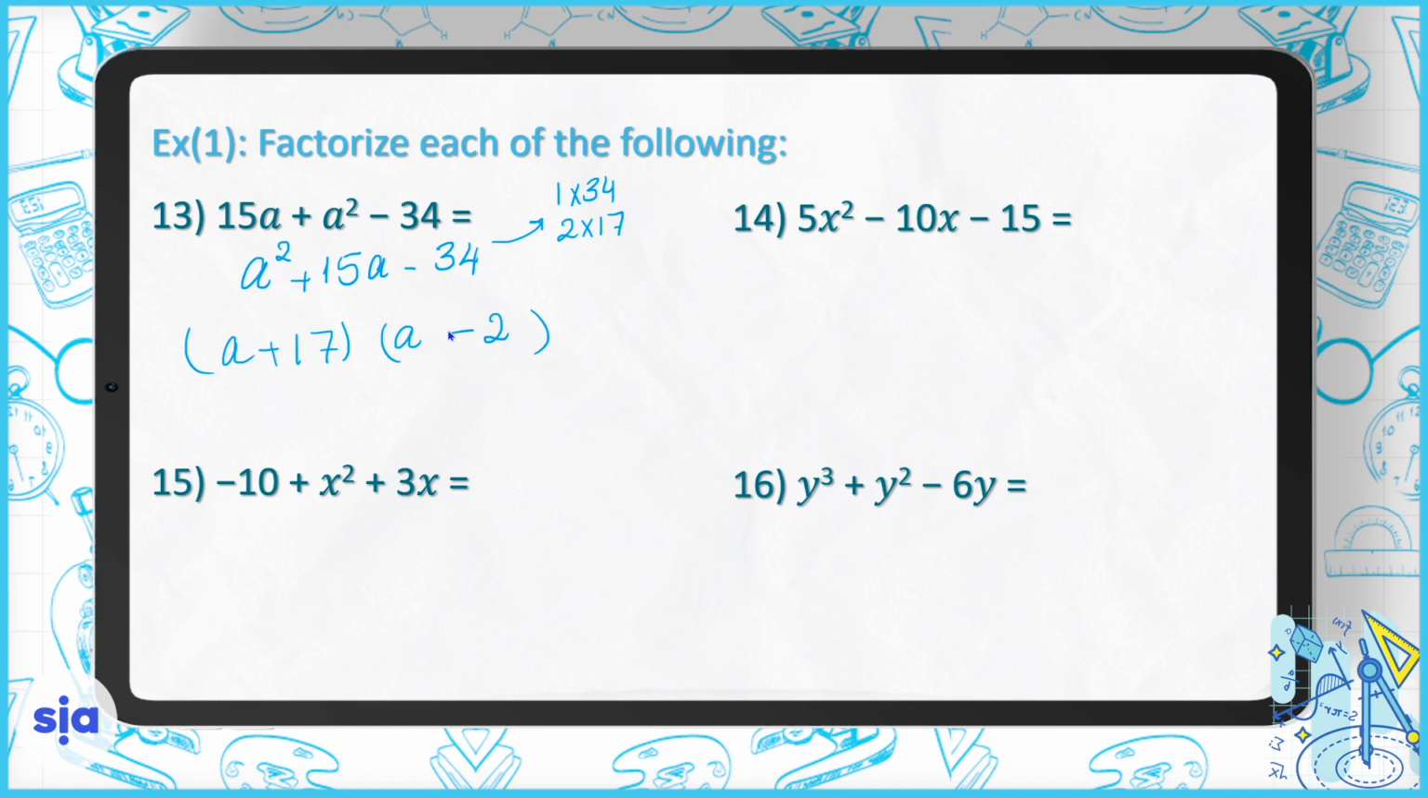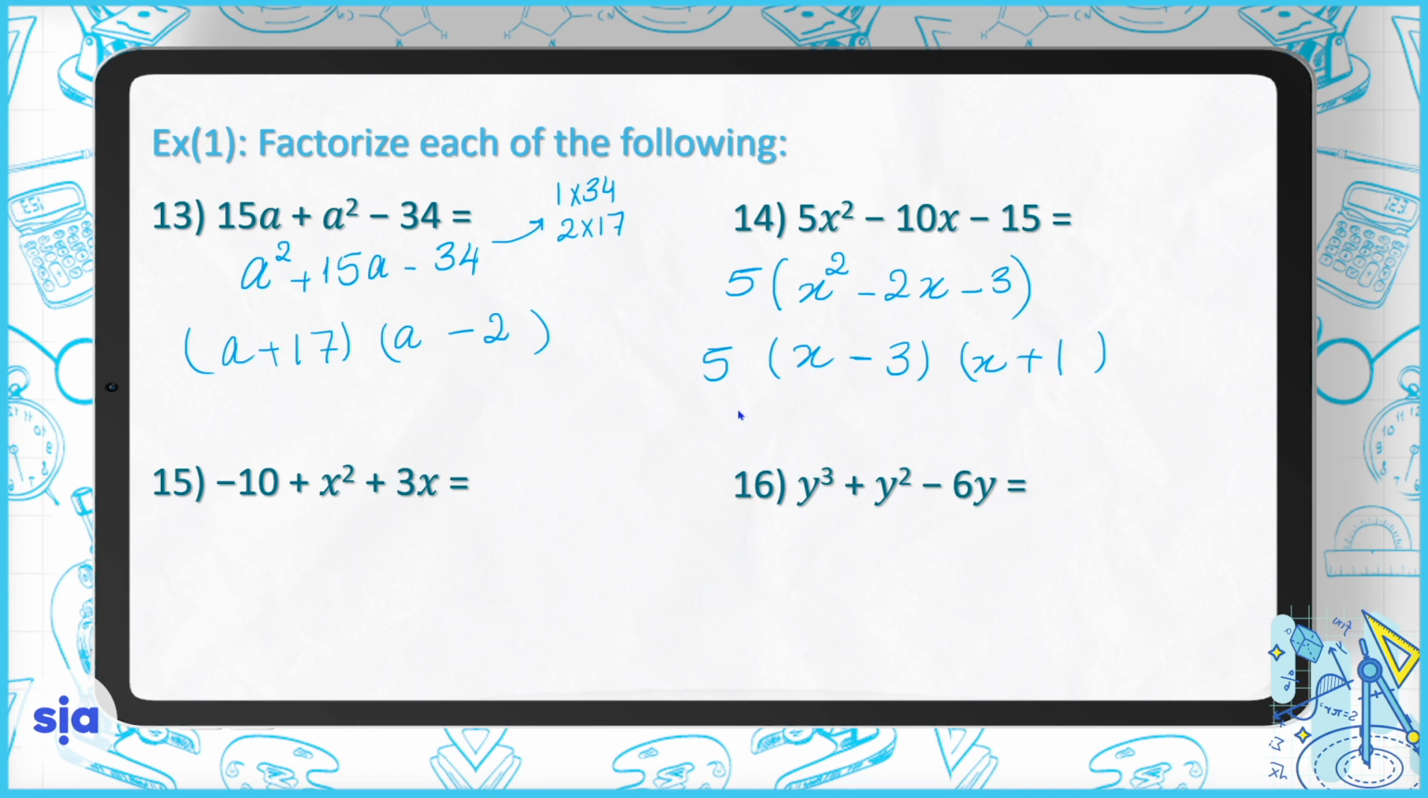Question 14. It's given arranged, but don't forget to look for the HCF first. So here we have an HCF, which is the 5. So 5 open bracket, x squared minus 2x minus 3. So it's the 5, and then we'll start making the two brackets as if this one is a normal question. So it's x and x, minus and plus. So here it's 3 and 1.